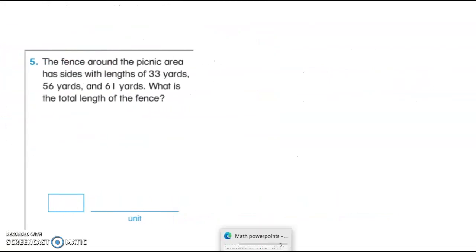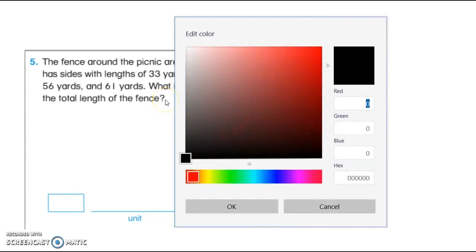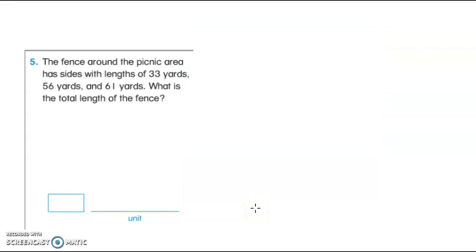Over here, this word problem is a bit different. Let's read it. The fence around the picnic area has sides with lengths of 33 yards, 56 yards, and 61 yards. What is the total length of the fence? I'm going to start by drawing that, because remember, we need to visualize and see what we have going on. So I have one side that's 33, one side that's 56, 61, and it's in yards. If you want, you can fill in your label right away. I'm going to do it real quick. Yards.